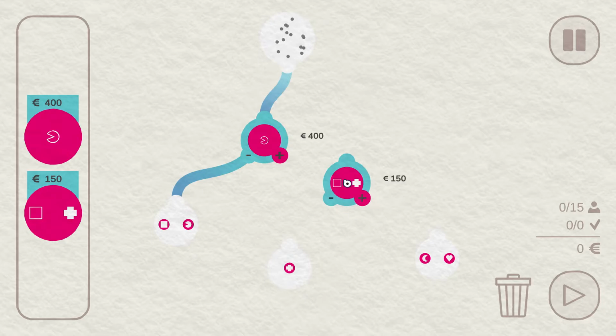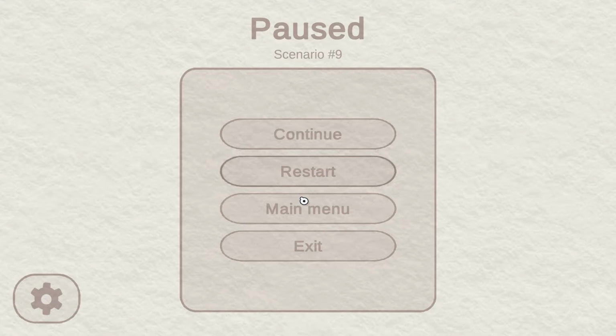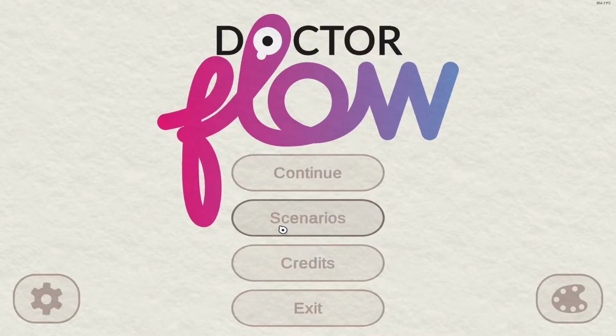Patients who go through here can, for example, have the plus symptom, but also have the heart symptom, as long as they don't have the square symptom. So you can set up more complex situations with this. Let me show you one more mechanic, though.